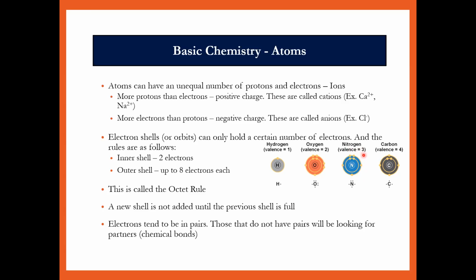So it has a valence of 3. And essentially this rule is called the octet rule, that an atom wants to satisfy its inner shell by filling it with 2 electrons, and then it wants to satisfy its outer shell by filling it with 8 electrons. A new shell is not added until the previous shell is full. So electrons want to be in pairs. As you can see here, this one's in a pair, this one's in a pair, this one's in a pair. Those that do not have pairs will be looking for partners. They're looking to make this bond. That is how an atom will be happy, when all those parking spots are filled.